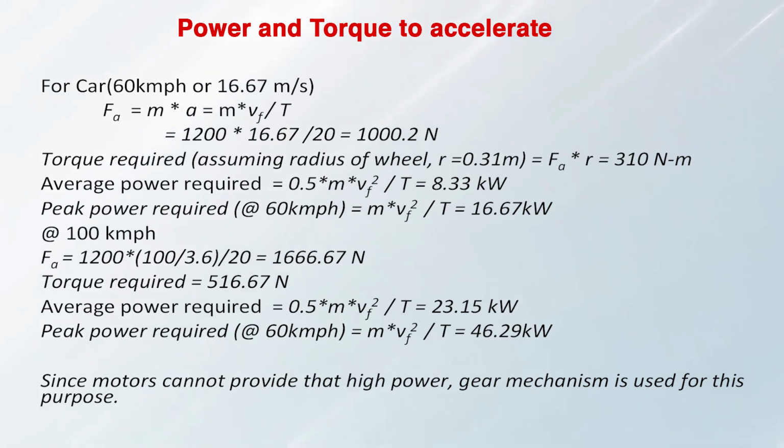It will be around 8.33 kilowatt and the peak power required will be around 16.67 kilowatt. So, this is for a 60 kilometer per hour speed.